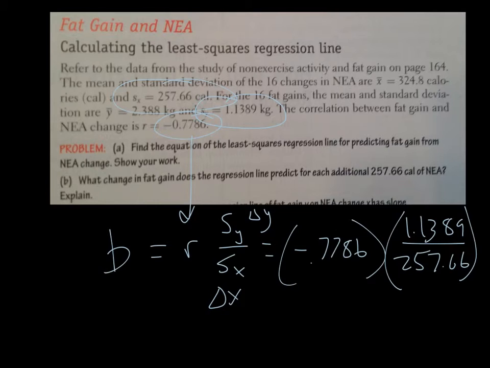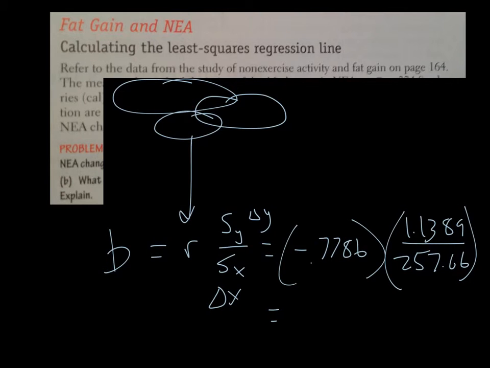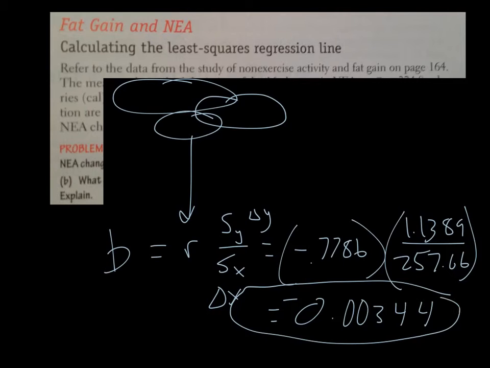Now let your calculator do this. It does it very quickly. And we get a slope of negative 0.00344. That's our slope. So that's the coefficient of X, or what goes in front of X. The next part is the y-intercept. And it's important you get the slope first because it's actually part of the formula.